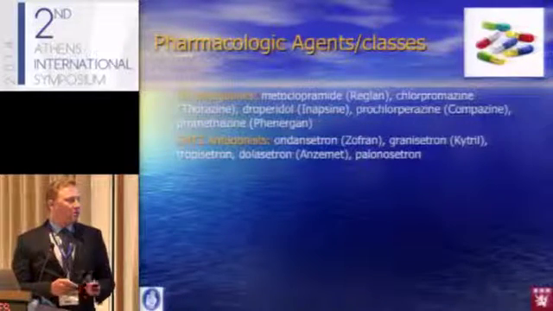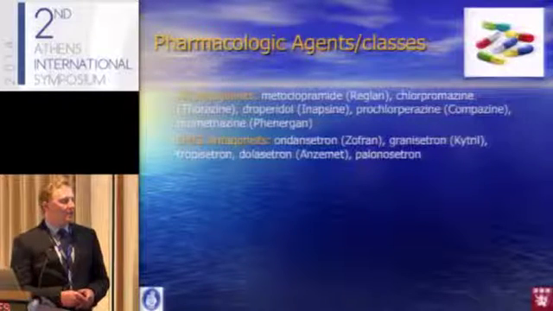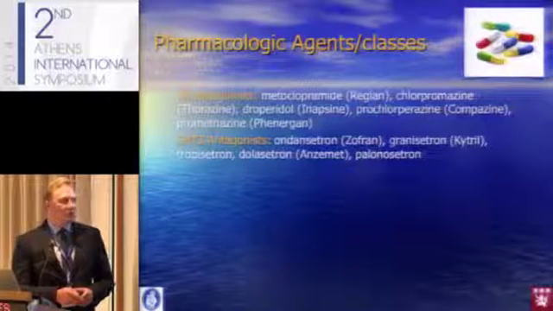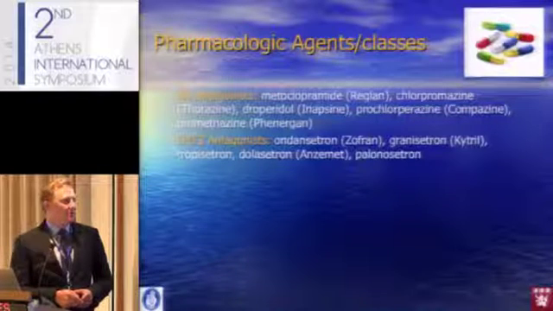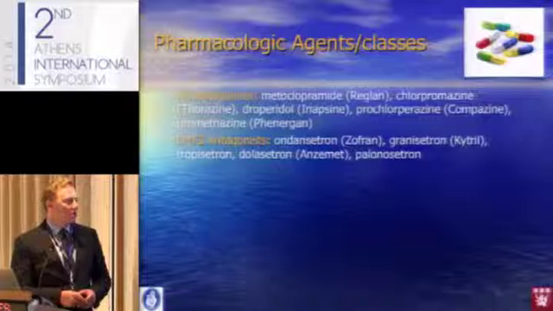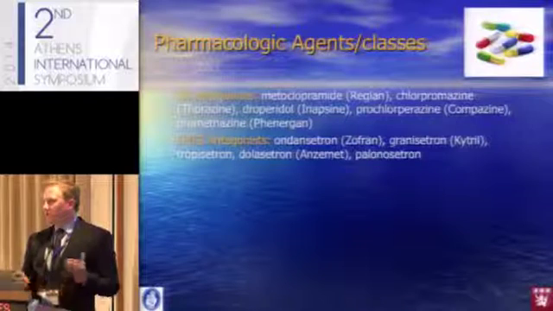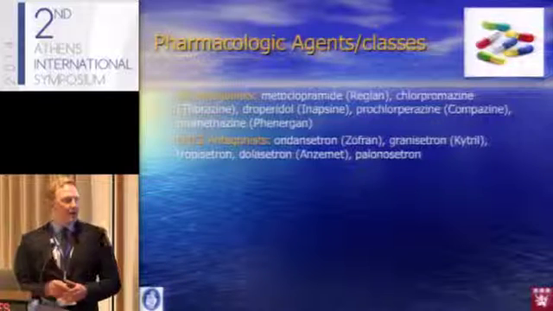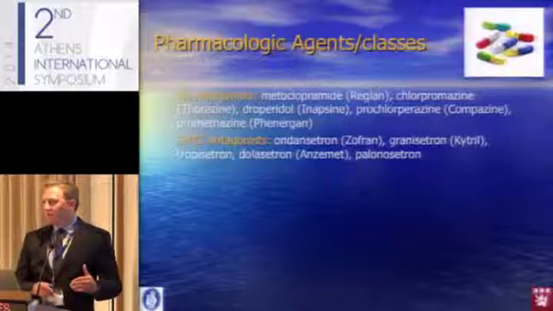And then what is more frequently used recently are the serotonin receptor antagonists. Ondansetron, which is Zofran, is probably one of the most common ones, but there are newer generations of serotonin receptor antagonists such as granisetron, tropisetron, dolasetron, and palonosetron. They're all pretty similar. There are studies comparing one to another, but there's not any significant difference between one or the other. Interesting, though, recently palonosetron was introduced, which has a very long half-life.